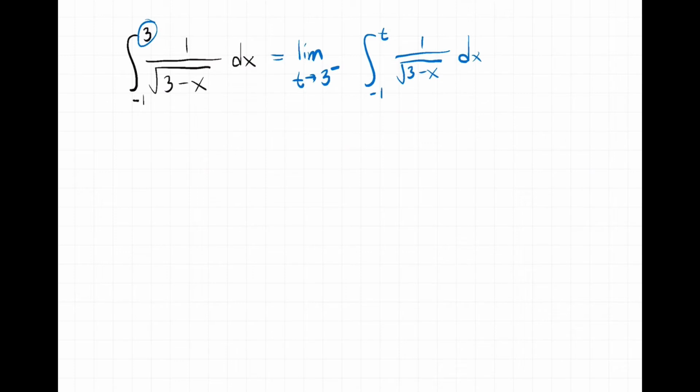So let's work this out. The first thing we'll want to do is compute the integral. And we'll just keep writing our limit expression here because we have not yet computed the limits. Limit as t approaches 3 from below of this integral.